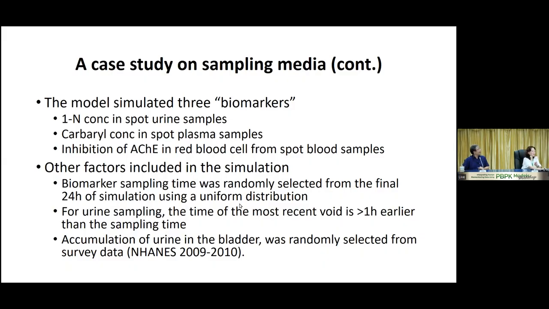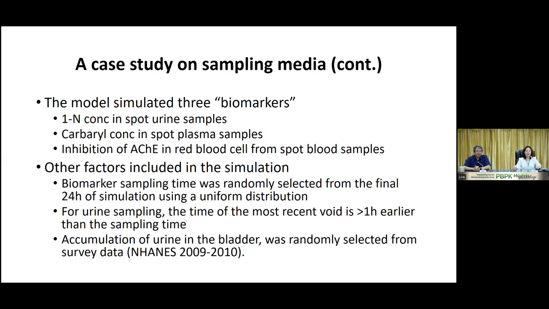So the model simulated three biomarkers. The first one is something that's more realistic. We simulate the metabolite concentration in urine, and it's a spot urine, so anytime in the day. The second biomarker is copper concentration in spot plasma samples. Again, copper is a short half-life chemical, so we won't find it in urine. So that's why we are simulating the blood concentration or plasma concentration.